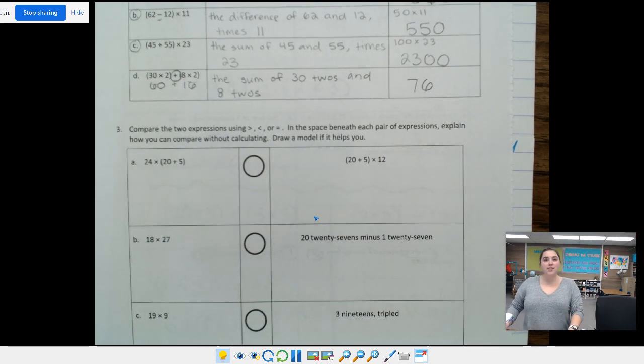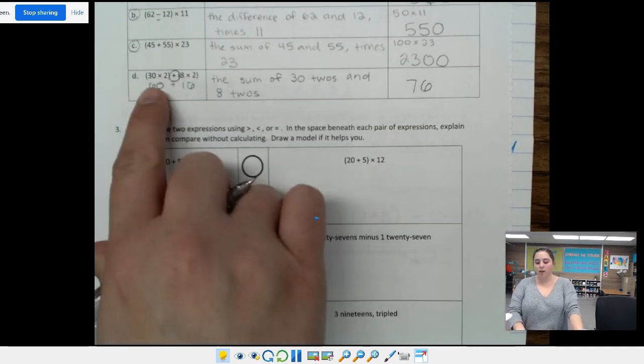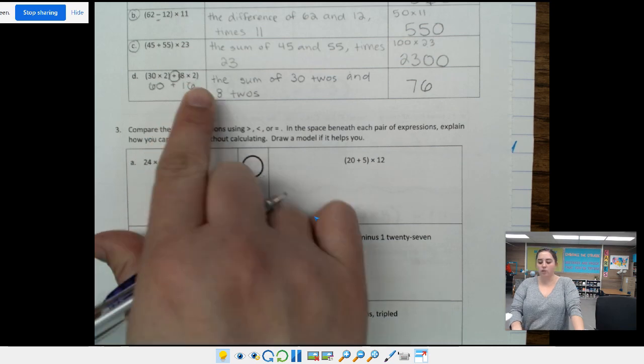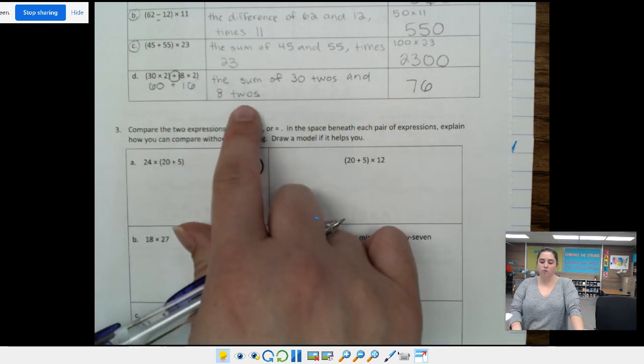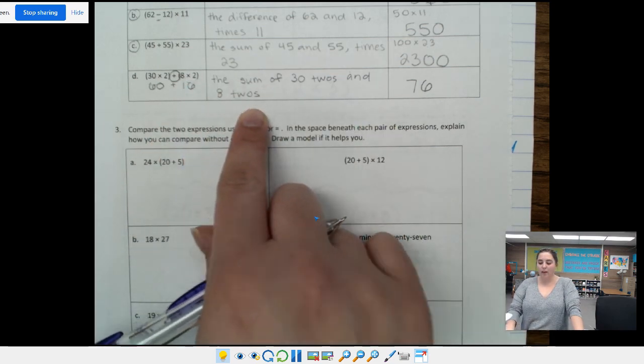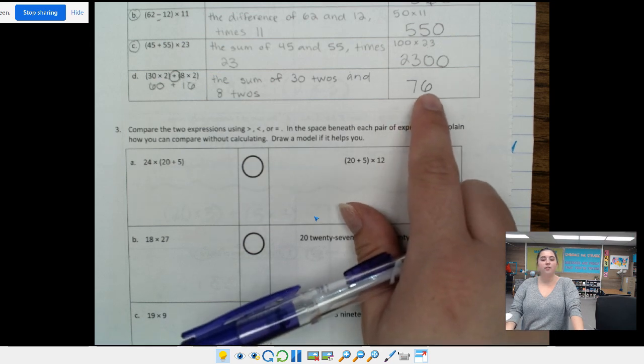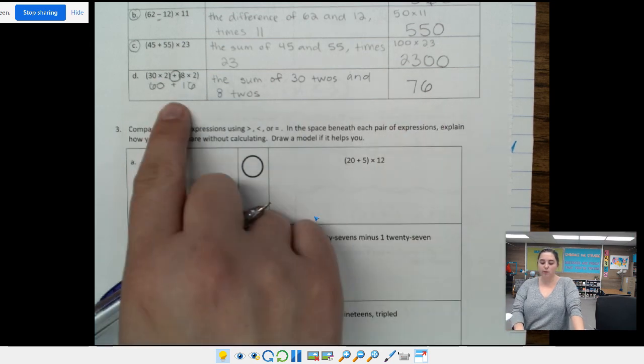So you have an exit ticket today where you're going to be given an expression like this, and I want you to type it out in words. What would that look like? And then also solve for the value of the expression, just like we did here.